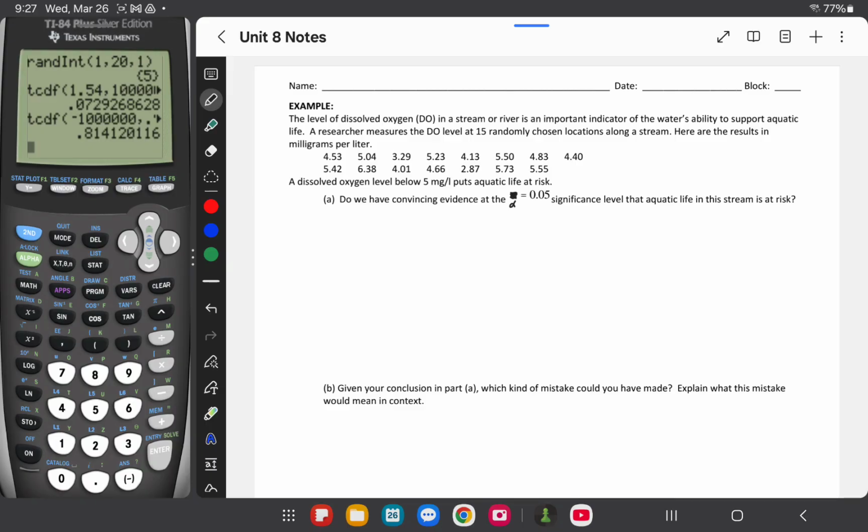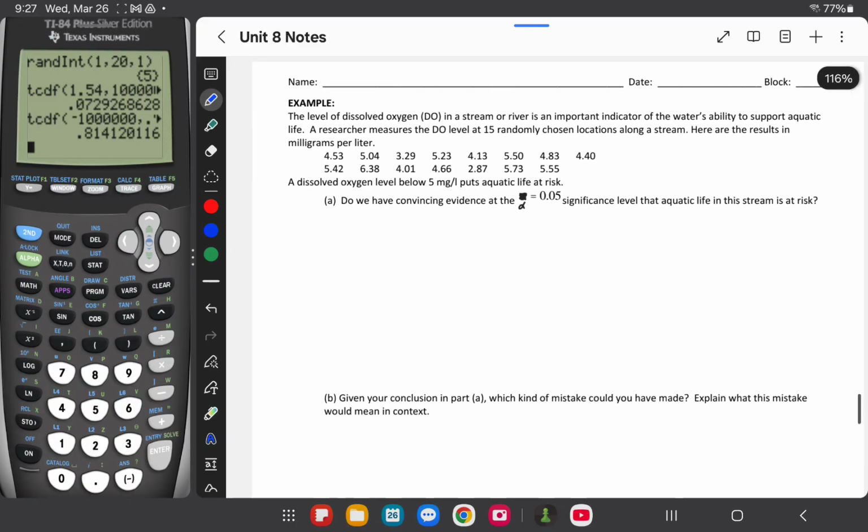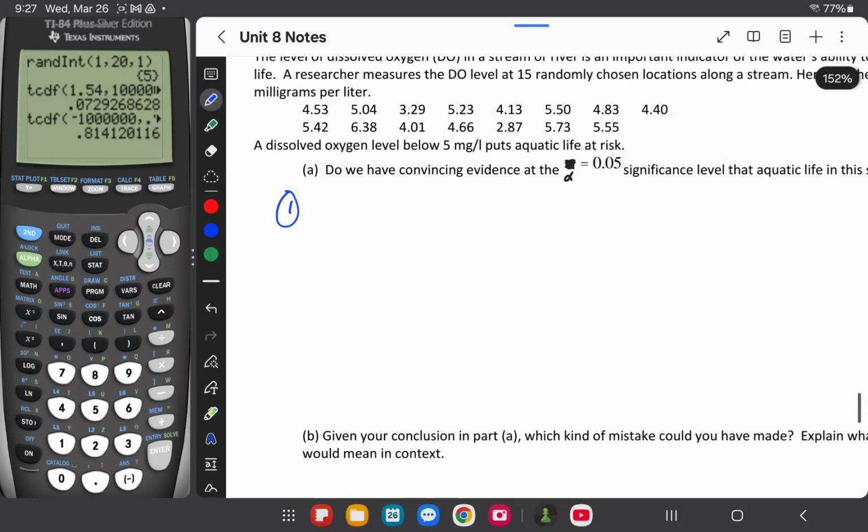It tells us in this context as well that a dissolved oxygen level below 5 milligrams per liter would put aquatic life at risk. So that would most likely be the claim here. So in part A, do we have convincing evidence at the 5% significance level that aquatic life in this stream is at risk? Let's go through that 4-step process. So step number 1, let's write out our statement. So we're going to say mu is the true dissolved oxygen level of the stream.